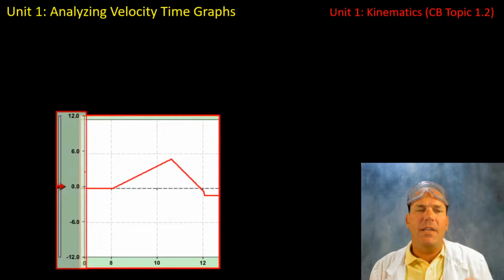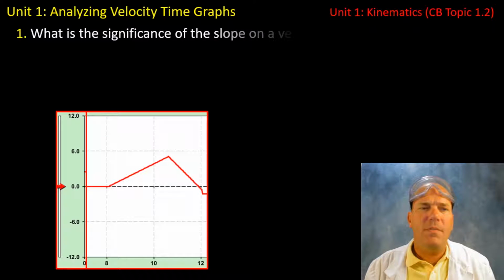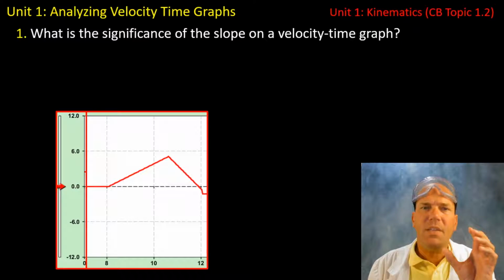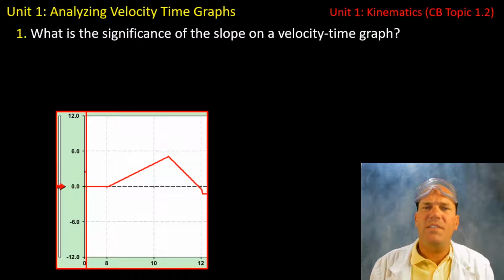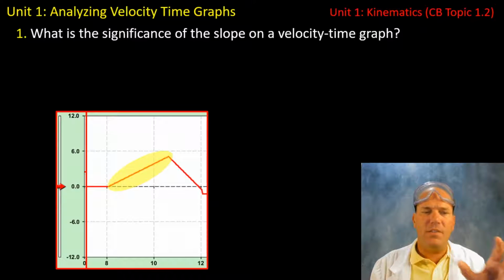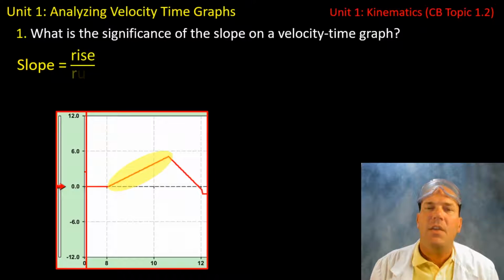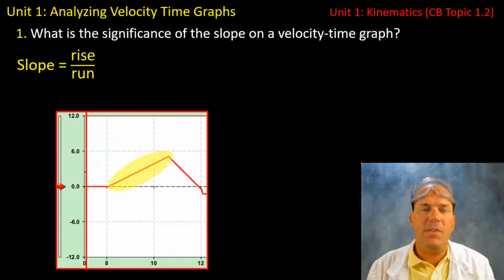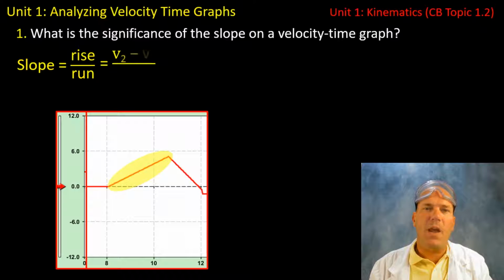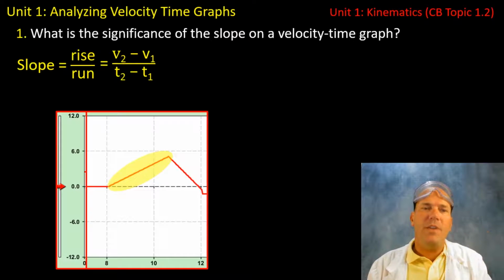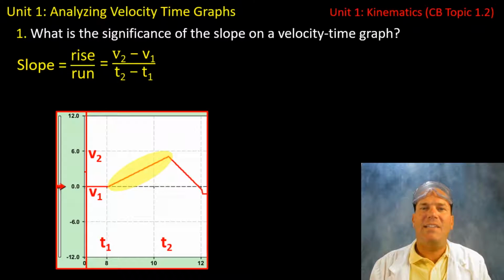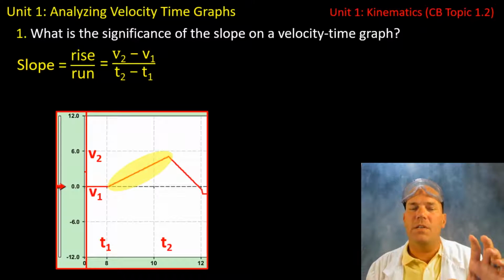So let's go ahead and look at this portion of the velocity time graph and answer the question, what is the significance of the slope? Let's look at this region between 8 seconds and 10.5 seconds. So we're going to calculate the slope using the rise over the run, or that ratio of the change in the vertical axis over the change in the horizontal axis, which is velocity over time.